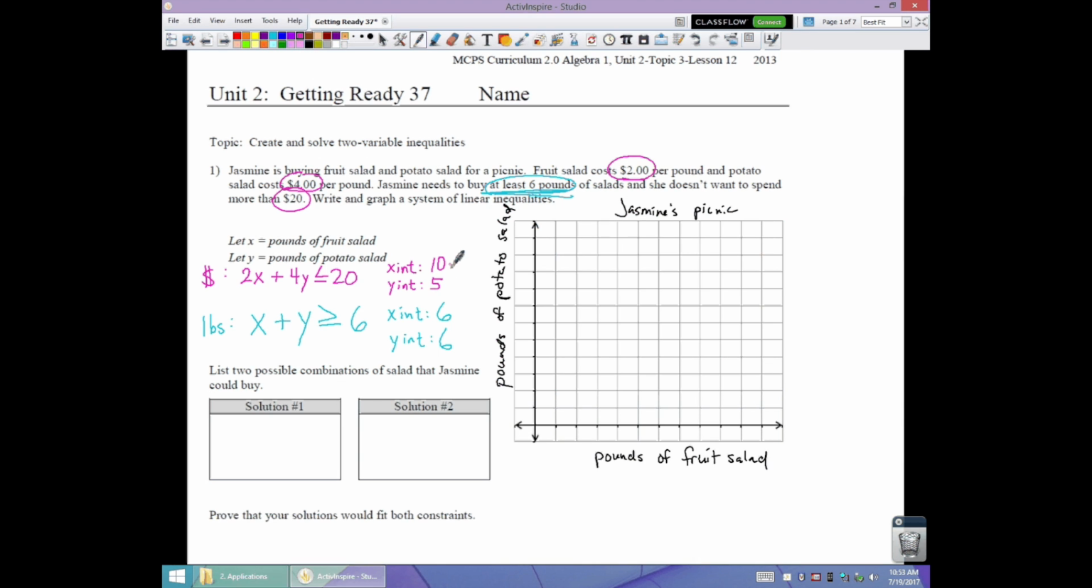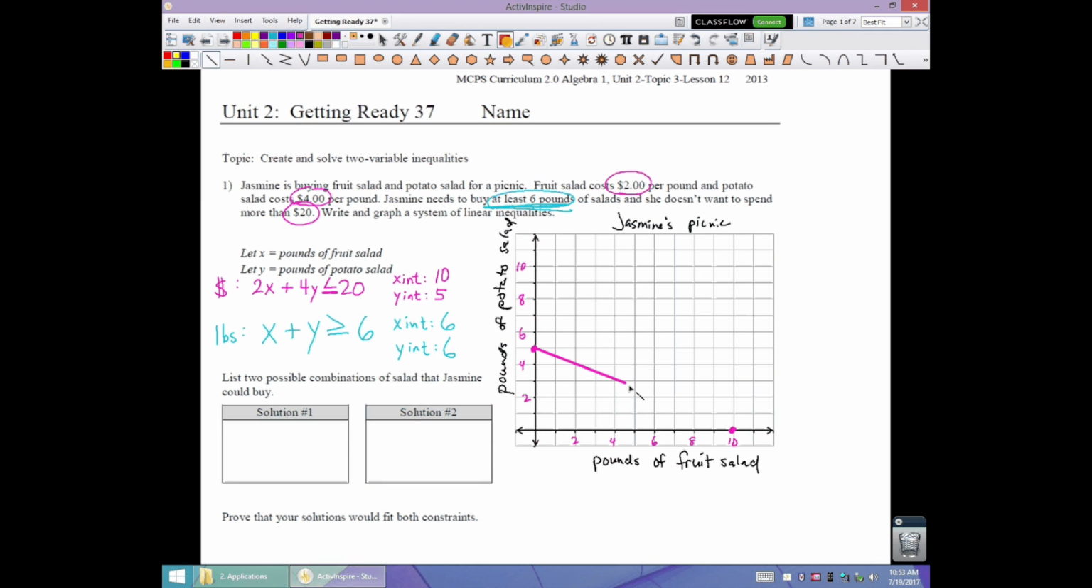So for my money inequality, the x-intercept is 10. So here's 2, 4, 6, 8, 10. And the y-intercept is 5. Here's 2, 4, 6, 8, 10, so 5 would be here. That will be a solid line because this is less than or equal to.